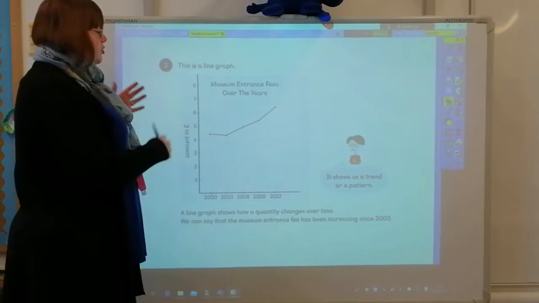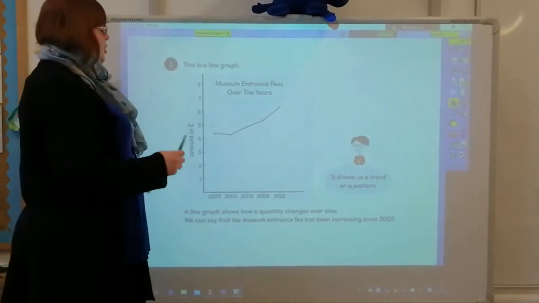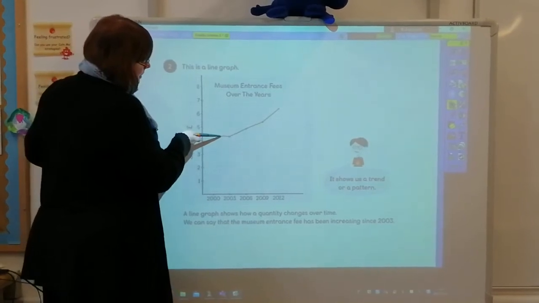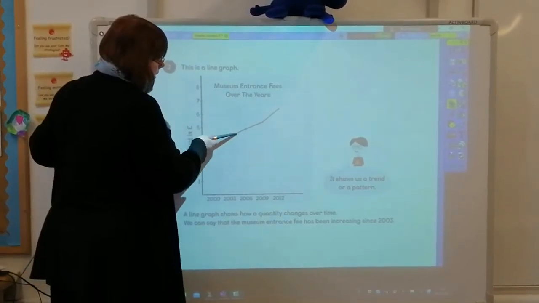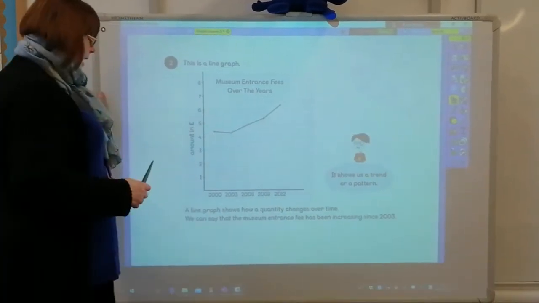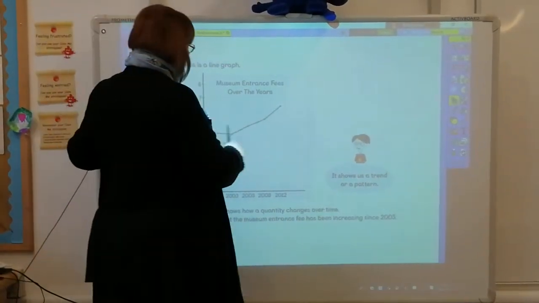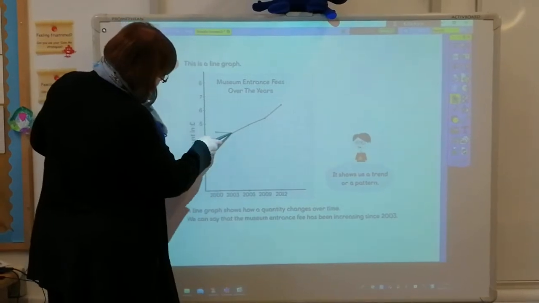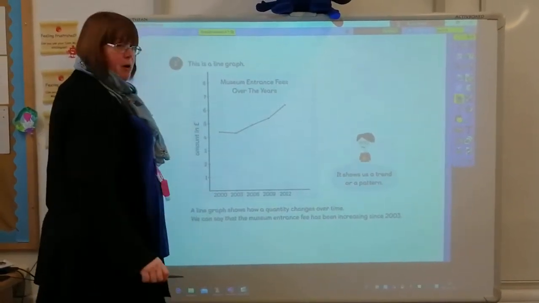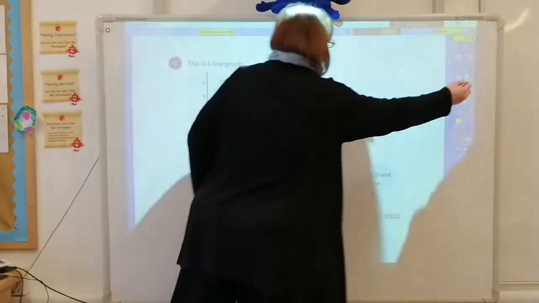It shows us a trend or a pattern, and you can see really easily that the price of the museum entrance dips a little bit here and then it increases. Okay, really simply. So, we can say it's been increasing, so it dips here, but from 2003 onwards, it's getting more expensive to go to that museum.